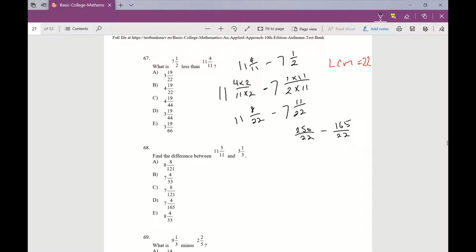To do the math, we just have to take the subtraction of 250 minus 165. The answer is 85 over 22, in which case this will be 3 and 19 over 22, which is B.